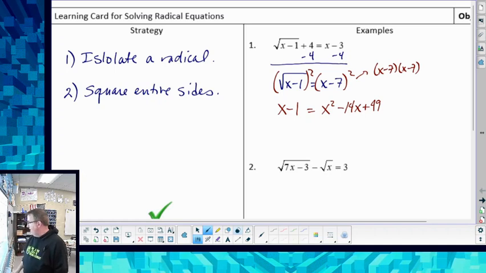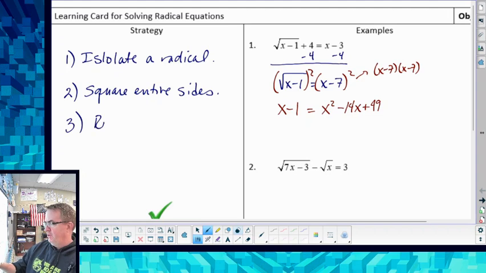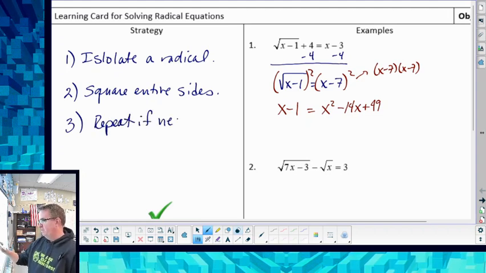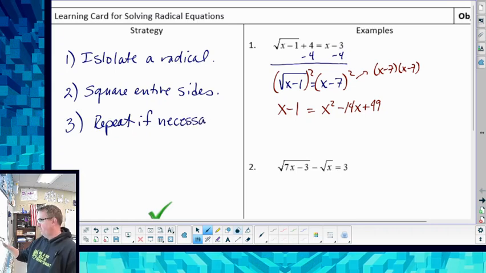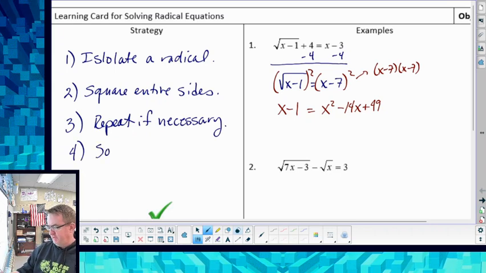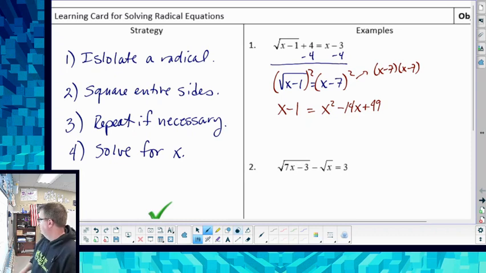And then 3, you're going to repeat if necessary. In this case, we don't. And then 4, solve it. So we're going to do that.